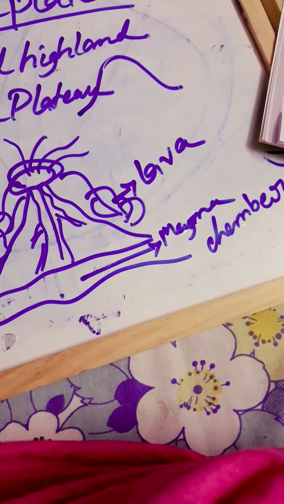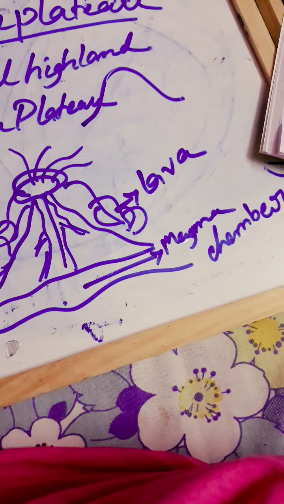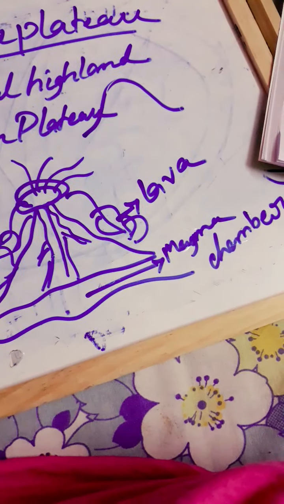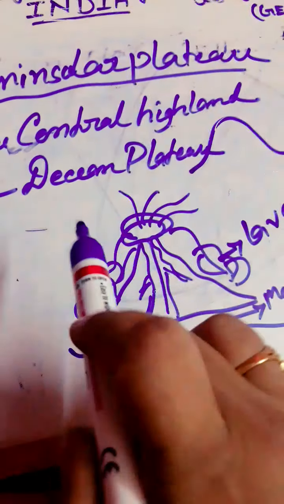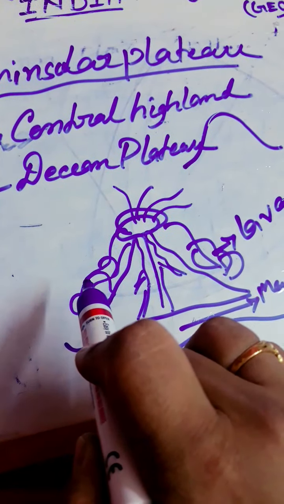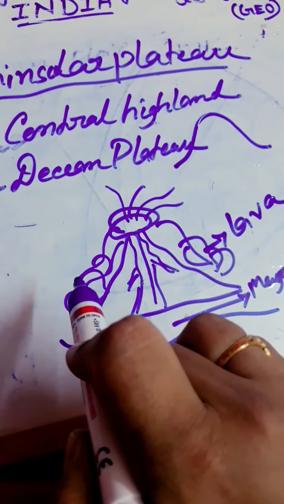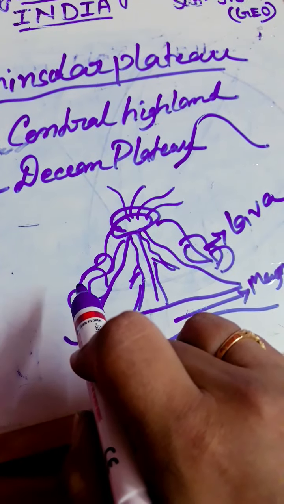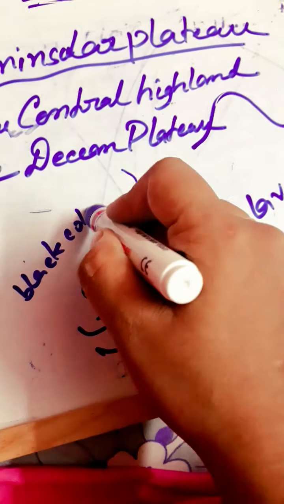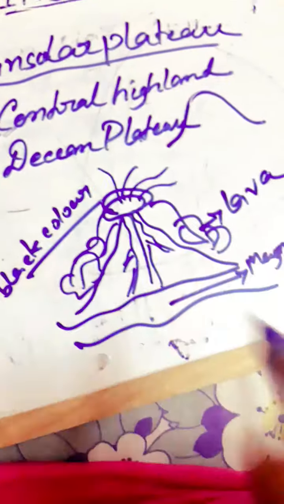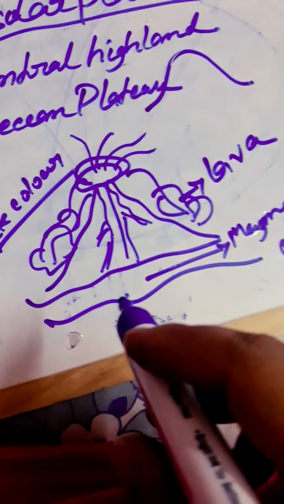Actually, these rocks are denuded over time and are responsible for the formation of black soil because of the lava deposition. When it cools down and solidifies, then the color turns into black color. That's why this is known as black soil.